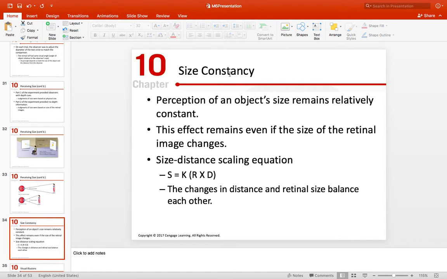Be aware of the size constancy equation, the size distance scaling equation. All of those cues are important in establishing size constancy, so as things get closer to us and as things move further away, if the size can remain constant, that keeps the world nice and regulated for us. The perception of an object's size remains relatively constant, even if the retinal image changes. And this is the equation that's used to explain this. Size is equal to a constant, and it's based on the interaction of the retinal image size and the perceived distance. If I know the perceived distance, D, this interacts with the retinal image, and then I can judge the size.